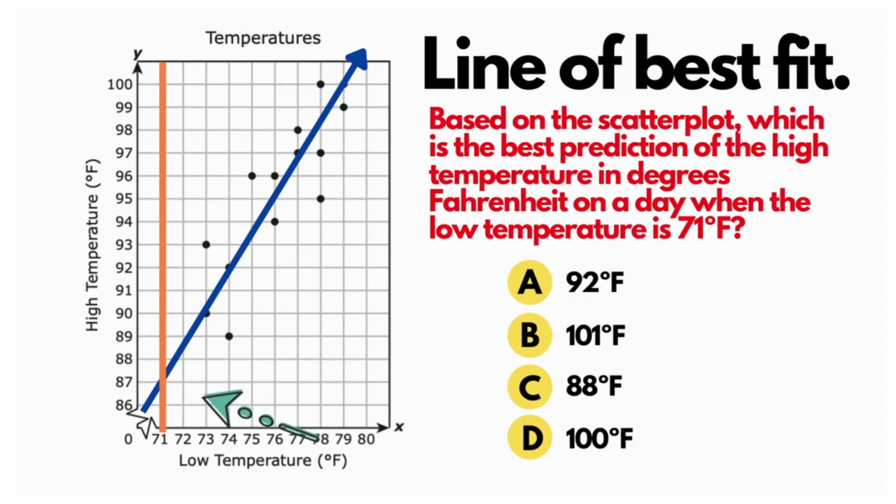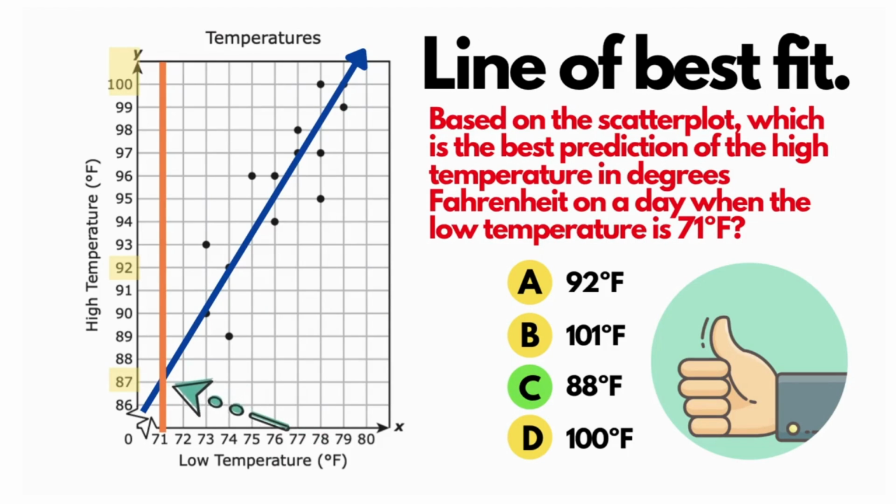Which one is closest? It looks like we're sitting right about 87 degrees, maybe a little bit more. All the other ones, 92 degrees, 101 degrees, 100 degrees, are too far off from that. So we only have one option on our line of best fit. Our correct answer to this question is C, 88 degrees.